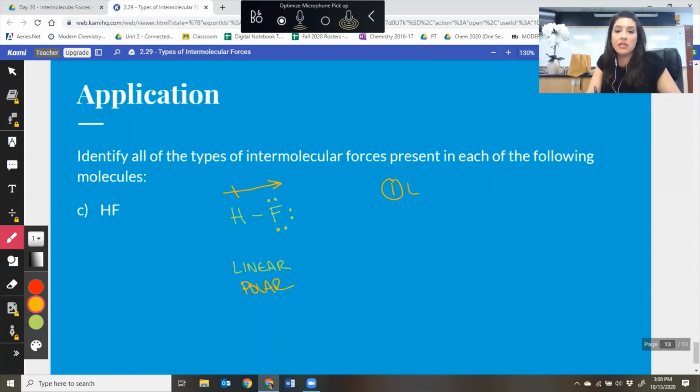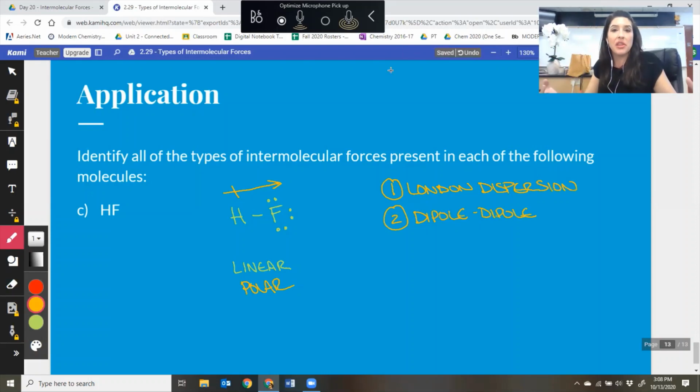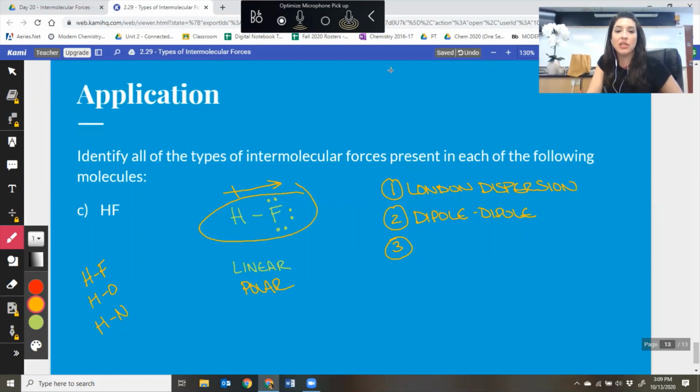So this linear polar molecule certainly includes our London dispersion. It also includes, because it's polar, a dipole-dipole force when it interacts with other molecules that are the same. Its hydrogen will be attracted to nearby fluorines, and the fluorines will be attracted to nearby hydrogens. And then finally, we decide, is this a hydrogen bond as well? So we're looking for H bonded to F, H bonded to O, or H bonded to N. And indeed, we have H bonded to F. So this molecule would also experience the intermolecular force of hydrogen bonding.